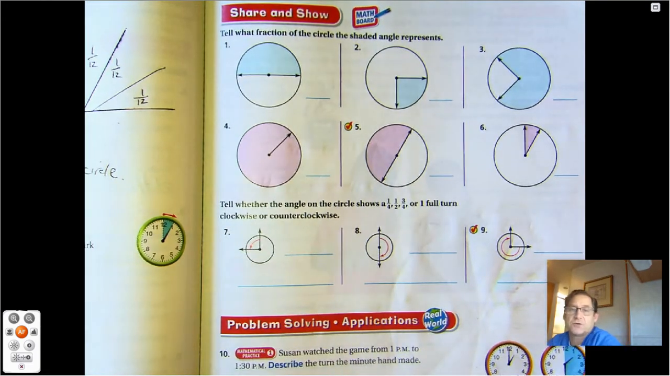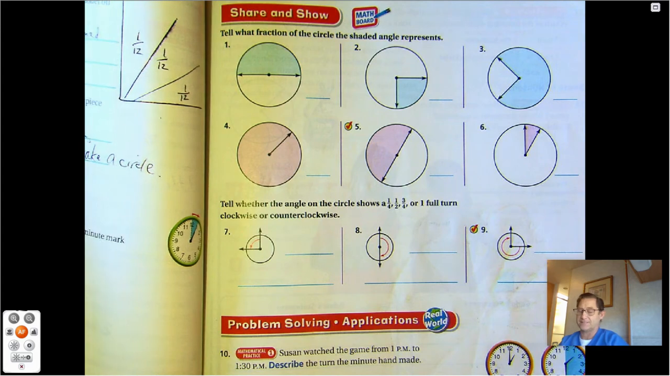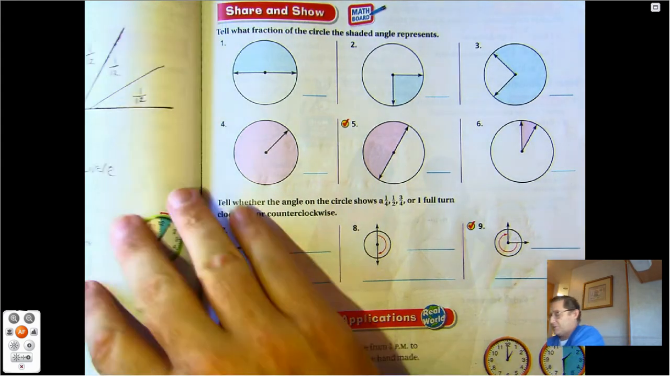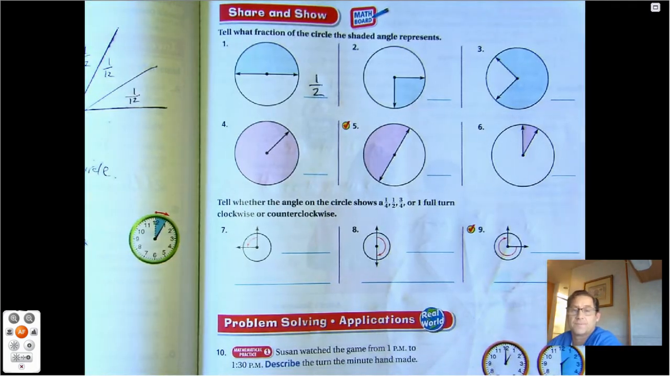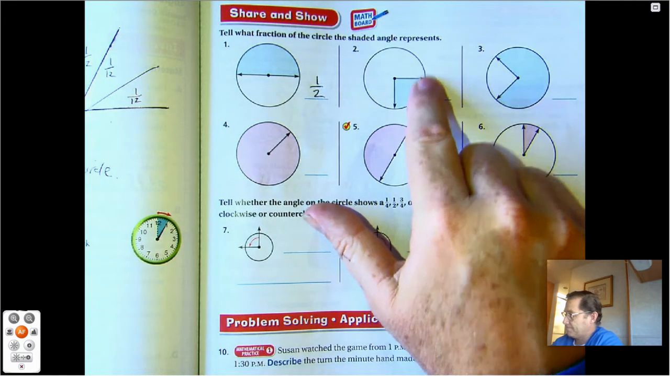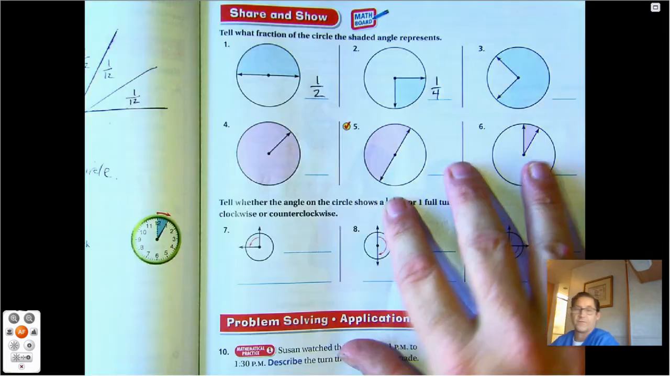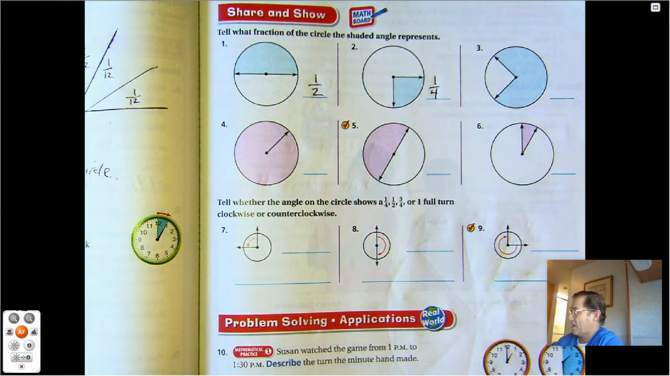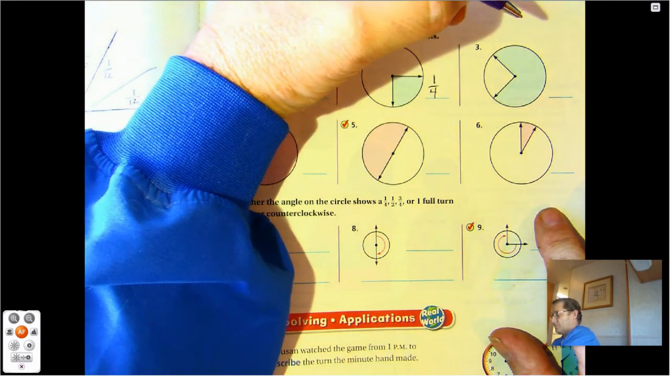Tell what fraction of the circle the shaded angle represents. Okay, so the shaded area is filling the top part of the circle, and that would just be half the circle. How about this section right here? Well, that would be 1/4. How many 1/4 are in this one? There would be 3.